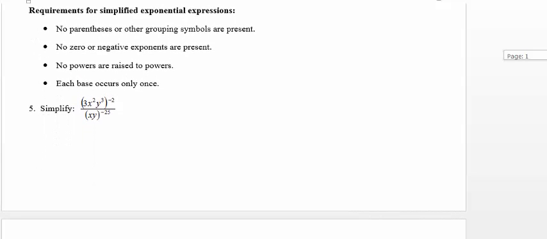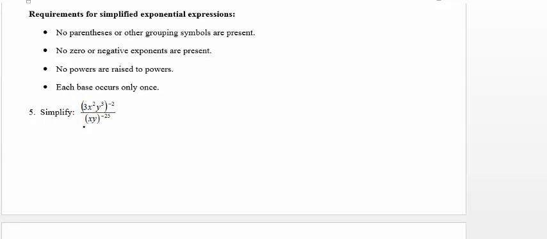So let's simplify this expression that we find in number 5. We have a power of negative 2 applied to 3x squared y cubed, and that's in the numerator. So we're going to move 3x squared y cubed to the denominator, and the exponent of negative 2 changes to its opposite, positive 2. In the denominator, xy is raised to the negative 25. We're going to move that to xy in the numerator and change the negative 25 to a positive 25.